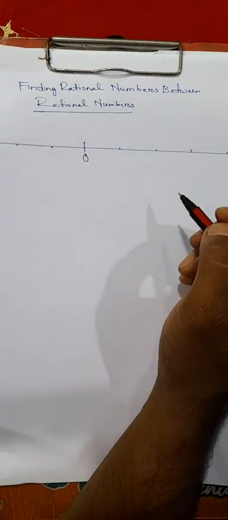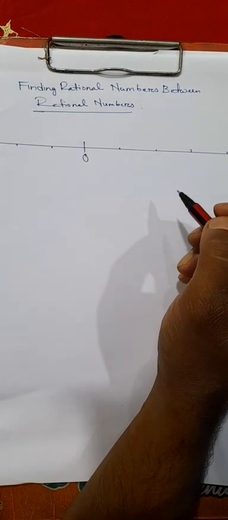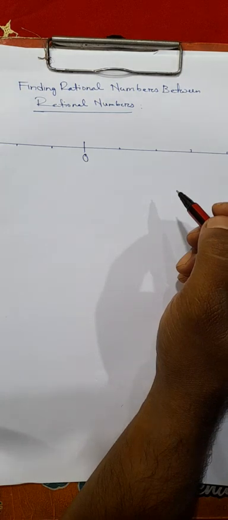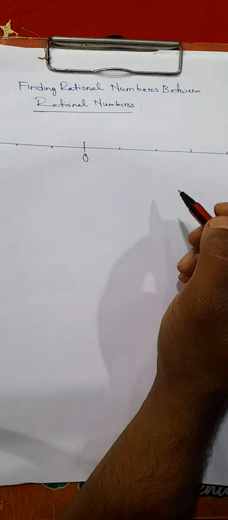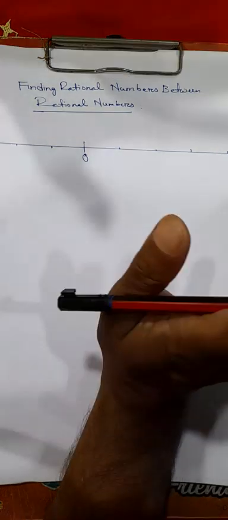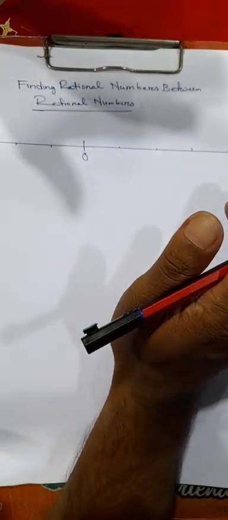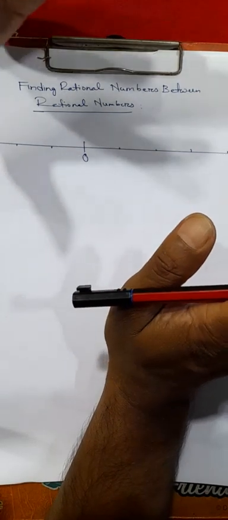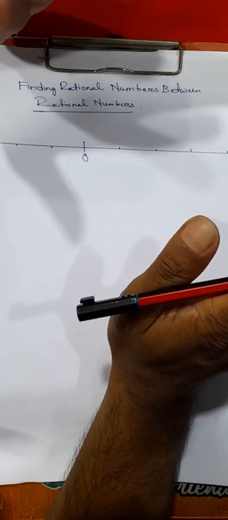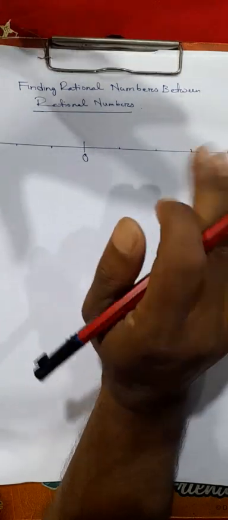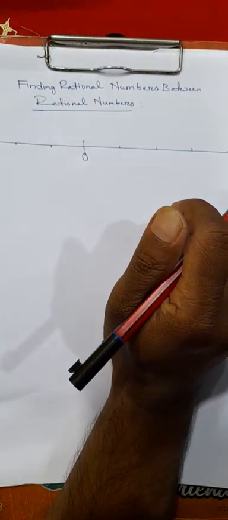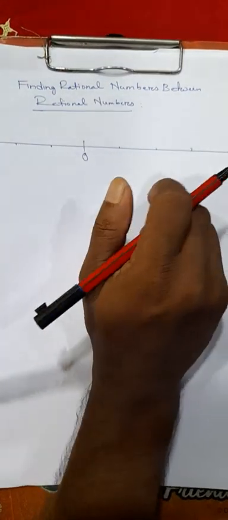Welcome viewers. Here we will discuss finding rational numbers between rational numbers. We already discussed one thing, that in between two rational numbers you can find infinitely many rational numbers. Similarly, in between two rational numbers you can find infinitely many irrational numbers. So how do you find rational numbers between rational numbers?